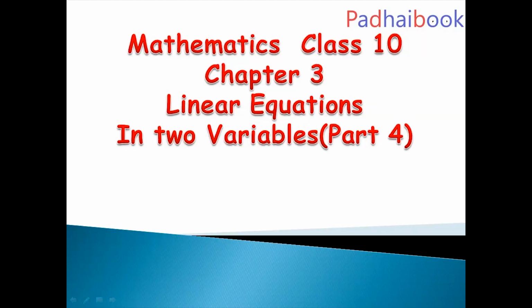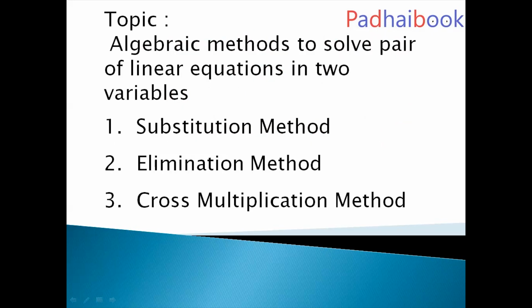Hello everyone. Here we have the fourth video for the chapter linear equation in two variables. In this video, we are going to learn the various algebraic methods to solve pair of linear equation in two variables. There are three methods to solve. One is called substitution method, another is called elimination method, and the third one is called cross multiplication method. So we'll take these methods one by one along with their examples.